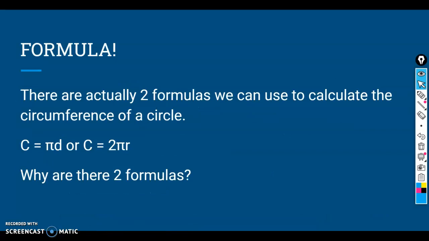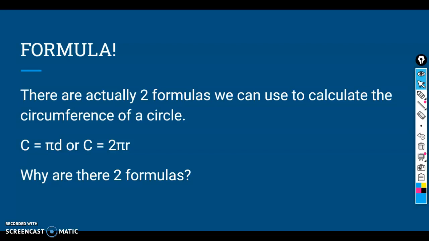So let's talk about the formulas that we use for circumference of a circle. We can use circumference equals pi times diameter or circumference equals 2 pi radius. Why are there two formulas? The two formulas are equivalent since the diameter is twice the length of the radius.